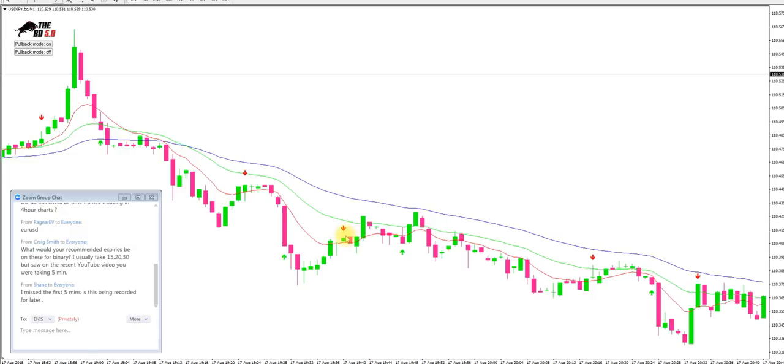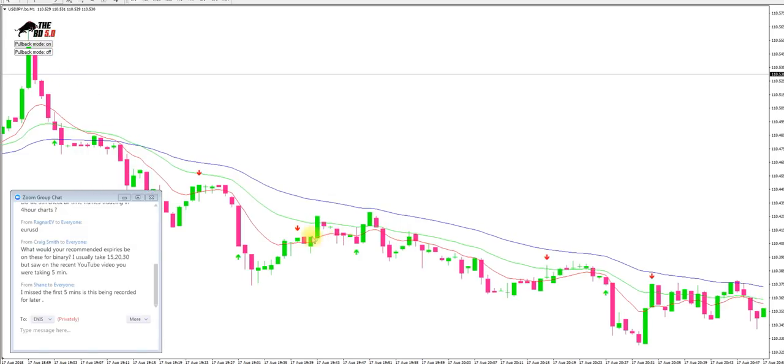have won there, and a 15, 20 minute trade would have won there. I might not have taken this, I would have waited. This is the interesting thing about pullback mode on. Wait for the price to be near this green line. If you're getting a signal near this red line, don't take it. You'll find the more the price goes into these moving averages, the better the win.